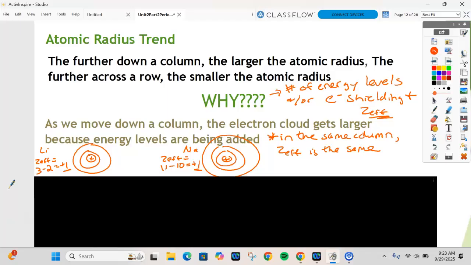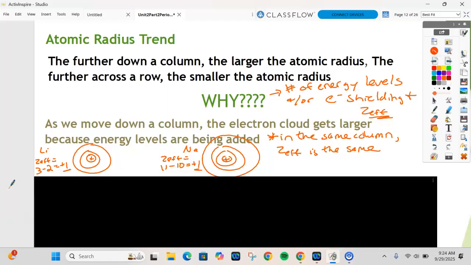So when we're comparing elements in the same column, because they all have the same ZEFF, that really doesn't have anything to do with the reason that these properties are different, because it's the same ZEFF. So if that was what we depended on, we would expect it all to be the same, but it's not.